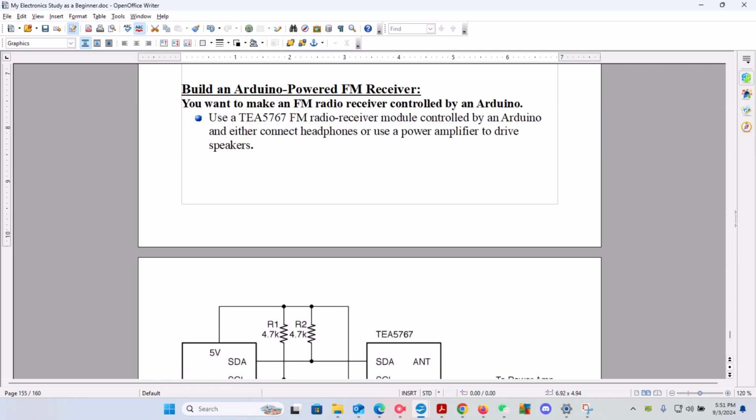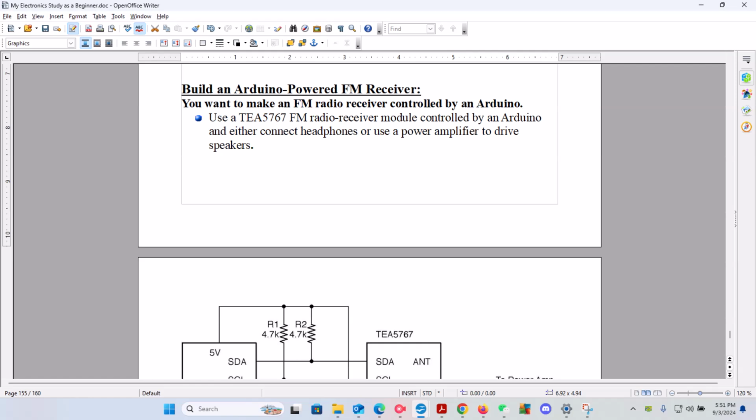What you want to do is build an Arduino powered FM receiver. Remember, a receiver just receives a signal, it doesn't transmit the signal. If you want to do both, that's called a transceiver, which means it can transmit or send out a signal, and it can receive. But in this case, we're only talking about a receiver that uses FM signal. Now you want to make an FM radio receiver controlled by an Arduino.